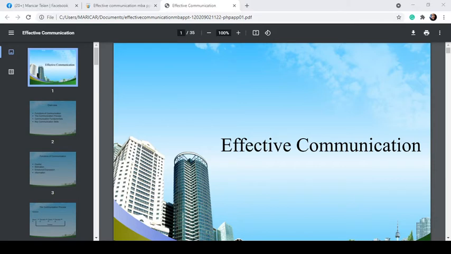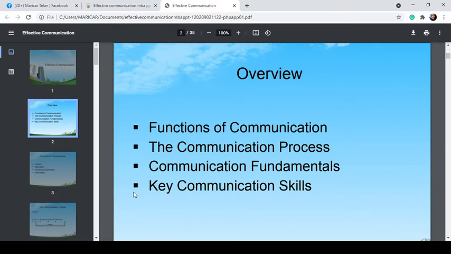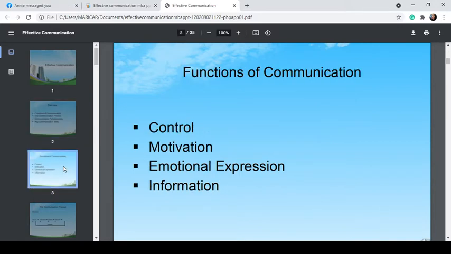So for today, what I will discuss with you is all about effective communication. For my overview, I will discuss the function of communication, communication process, communication fundamentals, and the key communication skills. It also includes control, motivation, emotional expression, and information.